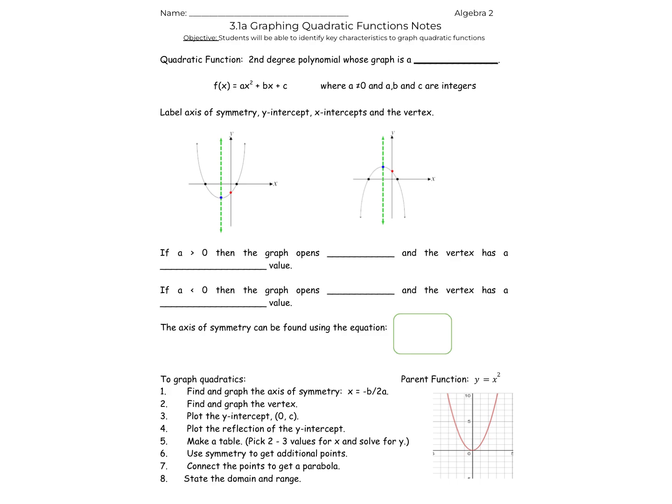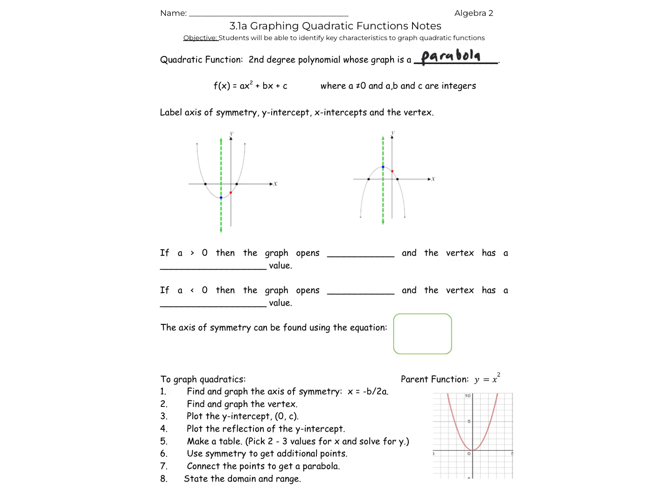All right, so today we're going to start looking at quadratic functions and how to graph them. So the first thing we're going to talk about is what a quadratic function is. Well, a quadratic function is a second degree polynomial. Second degree just means that the highest exponent is 2, whose graph forms what we call a parabola.